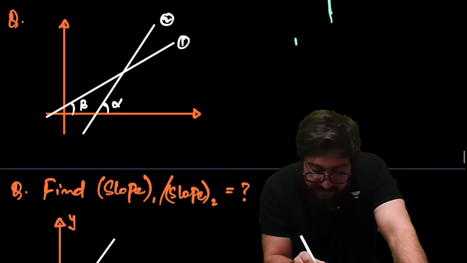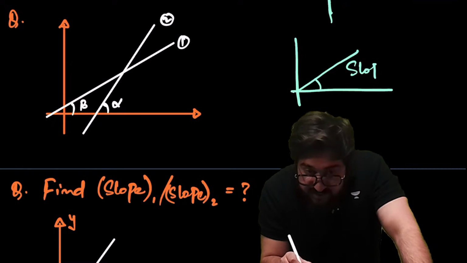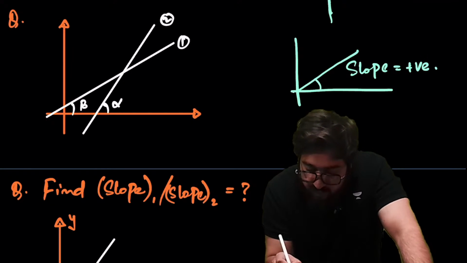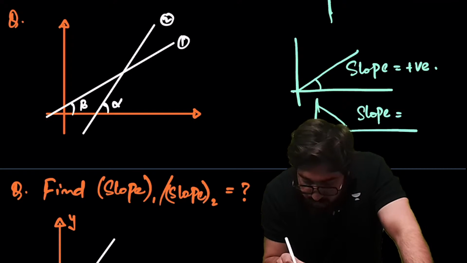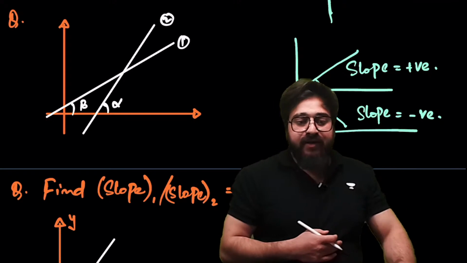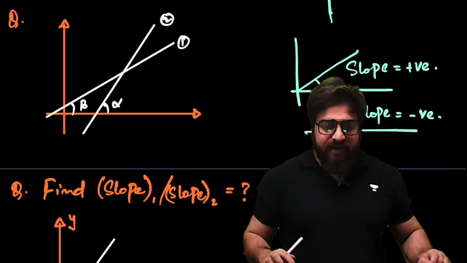That's the reason I'm saying, guys, from now onwards, if you are asked the slope of this graph, you take it as positive. And if you see the slope of this decreasing graph, you take it as negative. Is it clear?